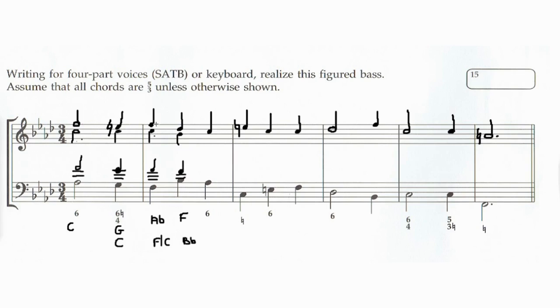Let's check for consecutives. The soprano and alto move from a fourth to a third. The soprano and the tenor move from A flat to F, so that's a sixth, to F and D, to another sixth, so that's okay. The soprano and the bass move from an octave to a third, so that's okay. The alto and the tenor move from a fifth to a fourth, so that's okay. The alto and the bass move from a fifth to an octave, so that's okay. And the tenor and the bass move from a third to a fifth.